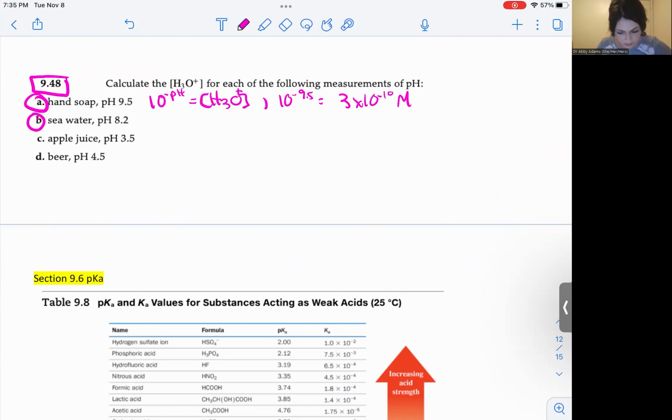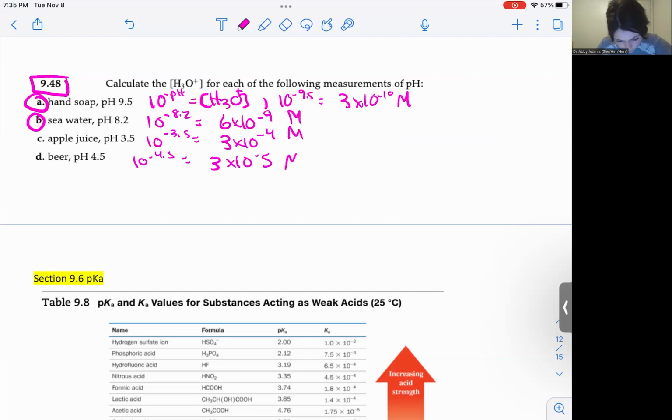So B, for seawater, you're going to do the same thing, and it's going to be 10 to the -8.2, right? So you'll get 6 times 10 to the negative 9. Okay, and if you have 10 to the negative 3.5, you're going to get 3 times 10 to the negative 4, right? And here, 10 to the negative 4.5, you're going to get 3 times 10 to the negative 5. And what unit are these? Molar. Don't forget your units. Okay, that's it. Thank you.